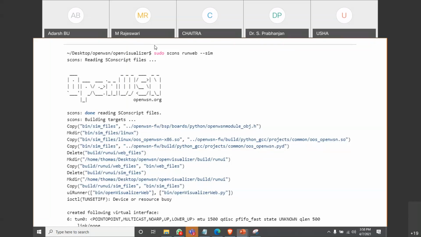And the last point is, if you are able to successfully run the simulation as we are getting here, then you can see the simulation visualization in the web browser. Just go to any browser. You can make use of Chrome, or any of the other browsers as well.